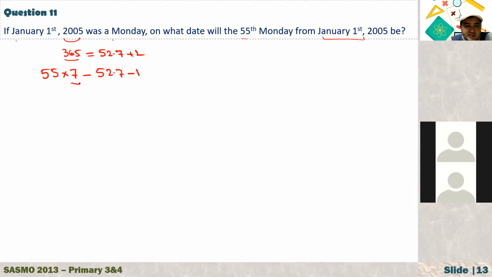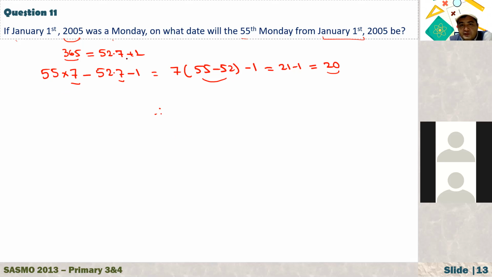So now here we have 7 and 7, and I can just take this out. Here we have 55 minus 52 minus 1. 55 minus 52 is 3, 3 times 7 is 21, minus 1 is 20. So what is this answer? That means the 20th day of next year, right? Wait, not next year, next month? No, it still says year. Yeah, we are talking about 2006 now.